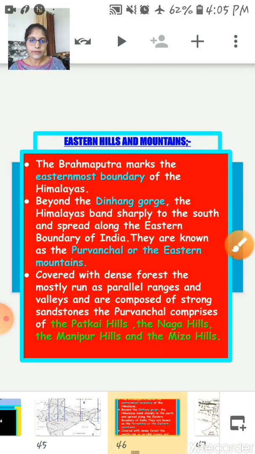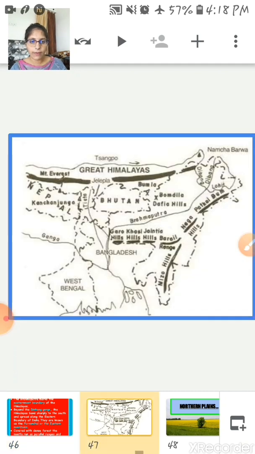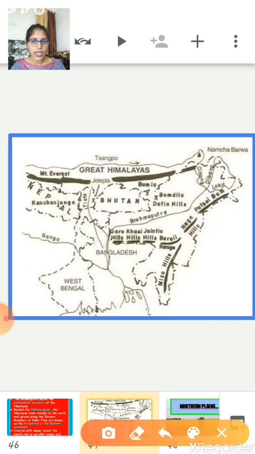Okay, now next one is the eastern hills and mountains. So as I told you, Brahmaputra marks the easternmost boundary of the Himalayas. Okay, just look at this map. First of all, Brahmaputra marks the easternmost boundary of Himalaya.